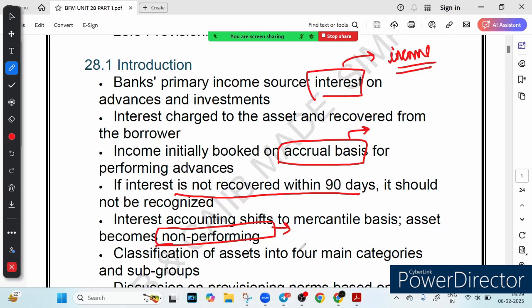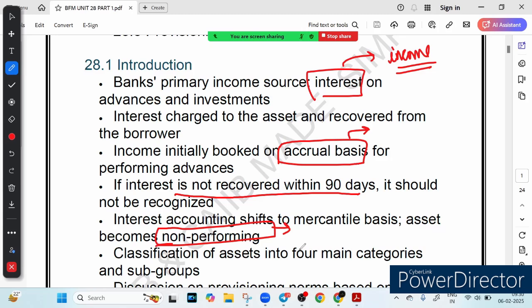So what we learned from this particular slide: the first thing is that banks earn mainly from interest on loans. Second, initially they count interest as income even before receiving it. Third, if a loan remains unpaid for 90 days, it becomes an NPA, that is a non-performing asset, and the bank stops recording interest as income once a loan turns into an NPA. This rule helps banks stay financially healthy and not overestimate their earnings. Sounds simple, right? But this small rule has a huge impact on banking operations. So stay with me as we break down how banks classify their assets.